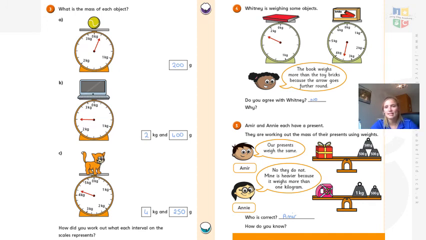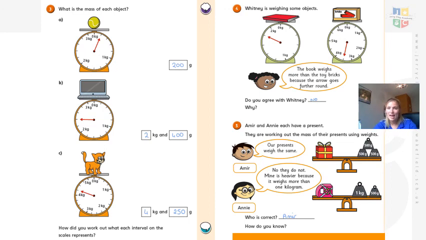For number 4, Whitney is weighing some objects. Do you agree with Whitney? She says the book weighs more than the toy bricks because the arrow goes further round. Is she correct? Well, no, because actually both are weighing. So the book actually weighs, if we have a look and count it up, 1 kilogram 800 grams, whereas the brick weighs 3,500 grams.